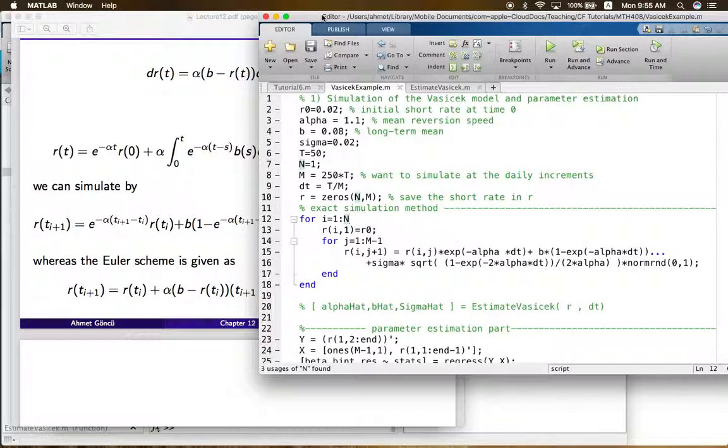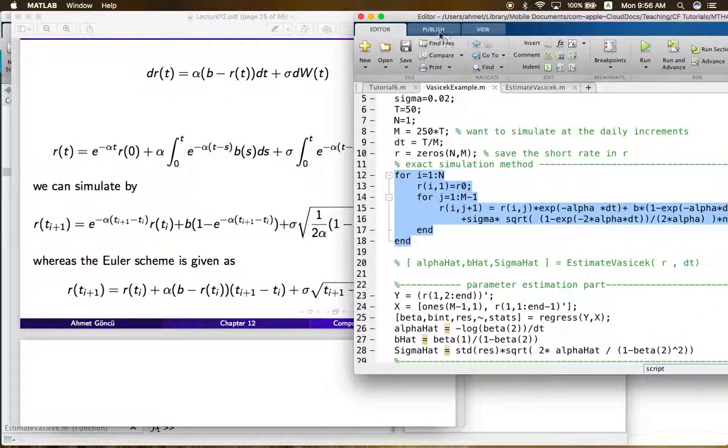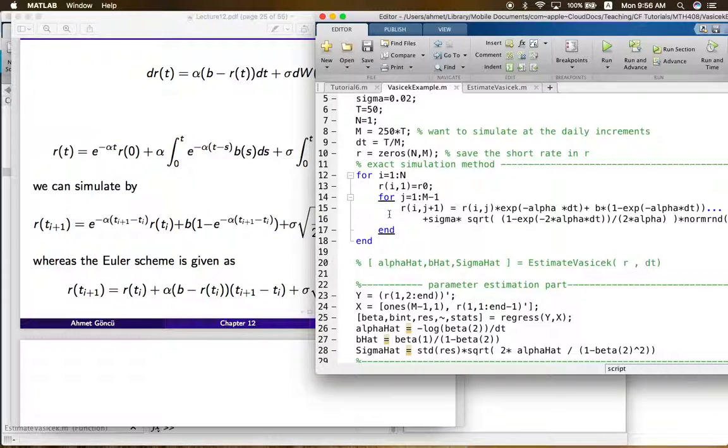Okay, so now let's look at how we can write the code. You see that we have the first parameters of the model, so you can just assign some values here. Then suppose I want to simulate a single path, so n is 1, meaning I'm simulating a single time series of short rates for 50 years. That gives me m time steps if I am doing this simulation day by day. And you can see our for loops. This is the main for loop to generate our short rates from the Vasicek model.